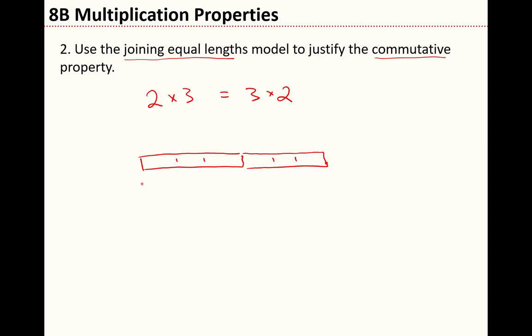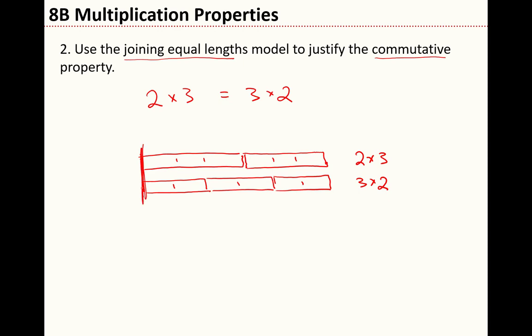But underneath that, perhaps I place a stick of length 2, and then a second stick of length 2, and a third stick of length 2. Length 2, length 2, length 2. So on top, this looks like 2 times 3. On the bottom, it looks like 3 times 2. And what's important is that if I physically do this, if I take these blocks and I lay them end to end, we notice that the ends line up on the left, the ends line up on the right, and that's how I know that these two are equal. They have the same length. So 2 times 3 is the same thing as 3 times 2, as justified with this joining equal lengths model.